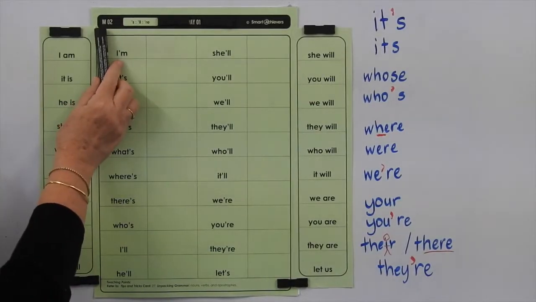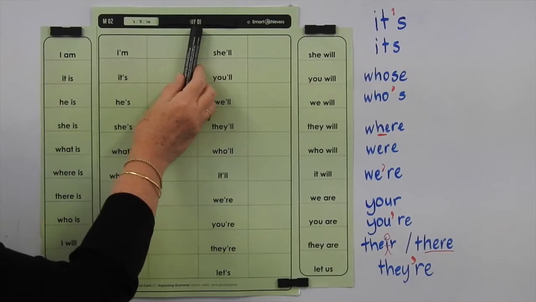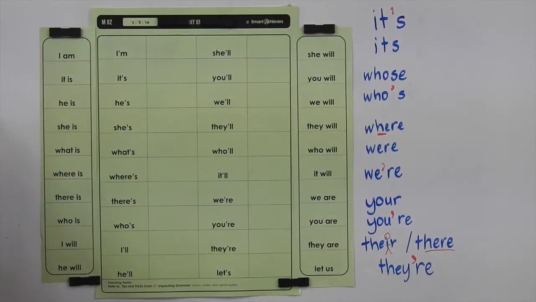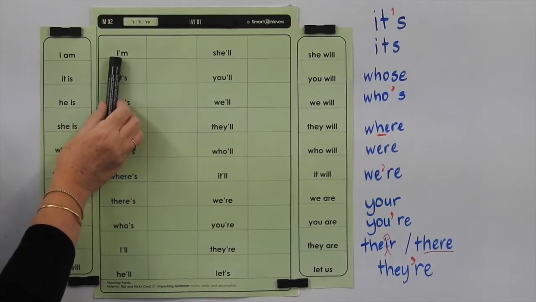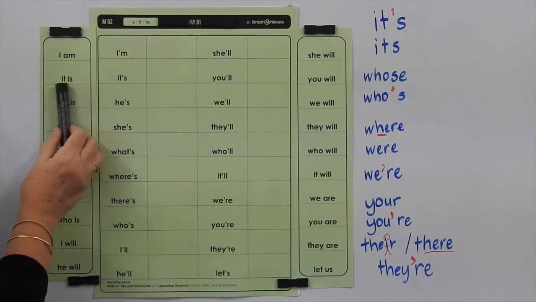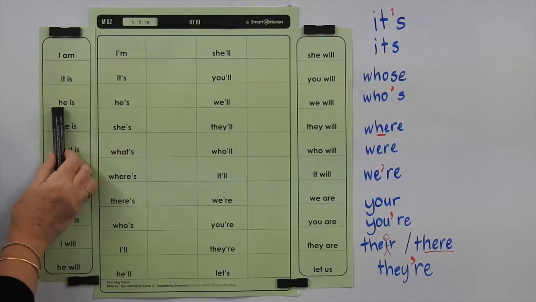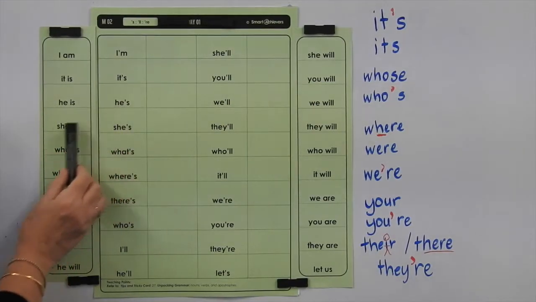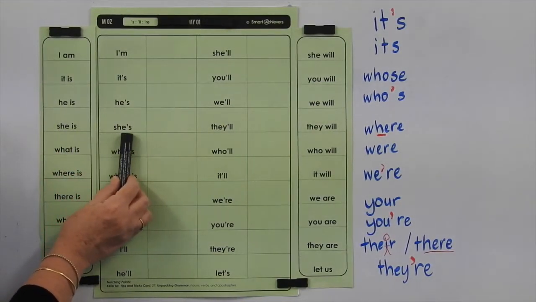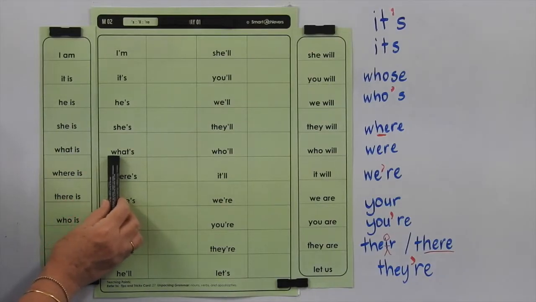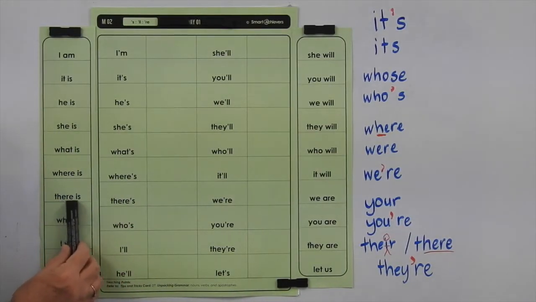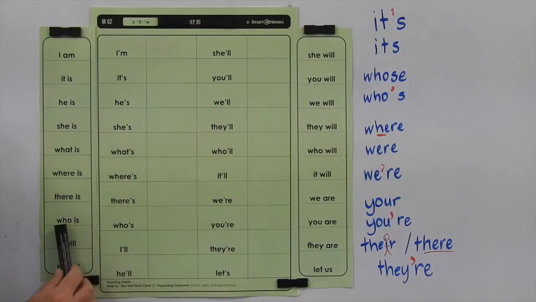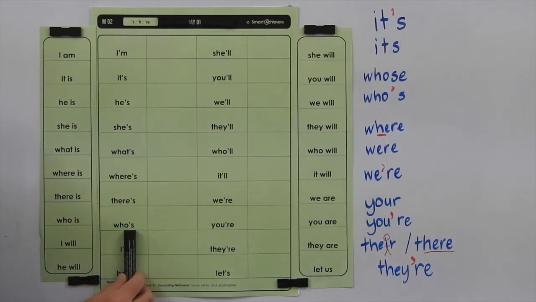This is level M, list 2, and we're doing day 1, and on this page we're looking at contractions. So if we join I am together to make one word, we'd have I'm. It is will become it's. He is will become he's. She is will become she's. What is will become what's. Where is will become where's. There is will become there's. Who is will become who's.